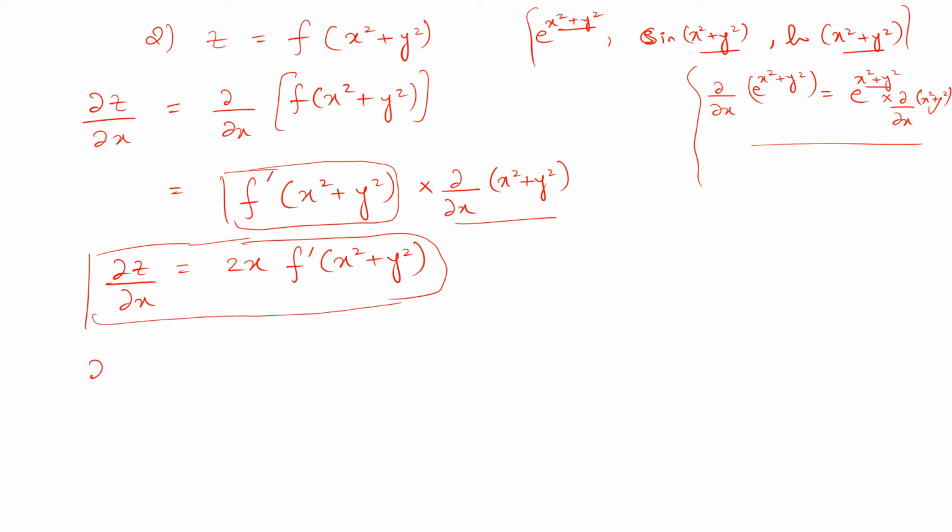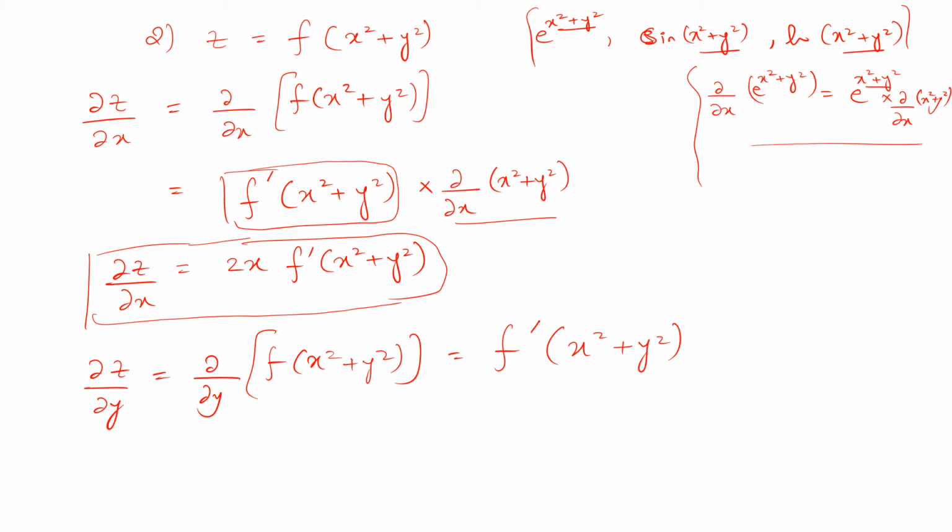Now similarly for dz over dy, we will differentiate the function partially, and we will again get the function prime multiplied by the partial derivative with respect to y of the inside function. So dz over dy is equal to 2y, because we are differentiating with respect to y, multiplied by f prime of x squared plus y squared.